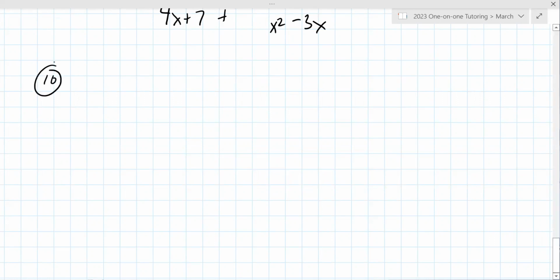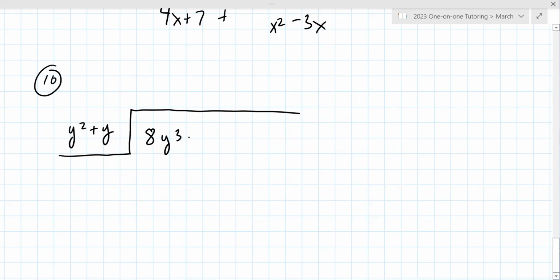So 10 is y squared plus y, and then it's 8y cubed minus y squared minus y plus 5, like that. So why don't you give this one a try? It's very similar to the last one, but we've got to do some of the exceptions. Why don't you try this, Joaquin, and let me know if you have any questions while you're working it out.